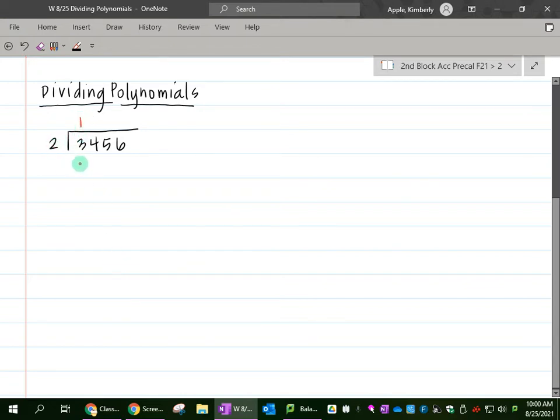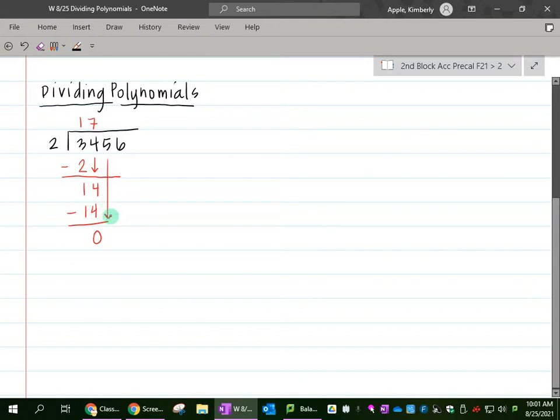Then 1 times 2 is 2. And then I subtract that. And I get 1. And I bring down the 4. Okay? So I divided, I multiplied, I subtracted, and then I brought a number down. And then I go back and I begin the process again. How many times will 2 go into 14? Well, that's 7. 7 times 2 is 14. Subtract, and I get 0.